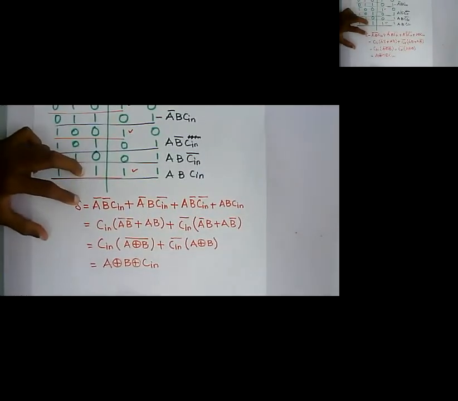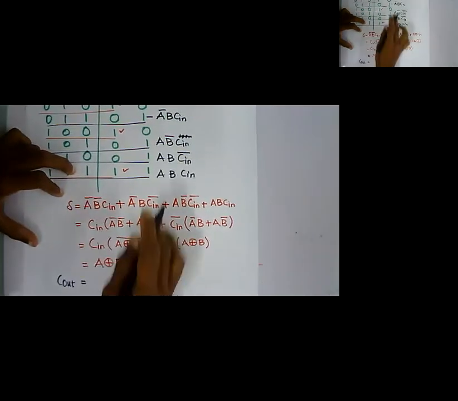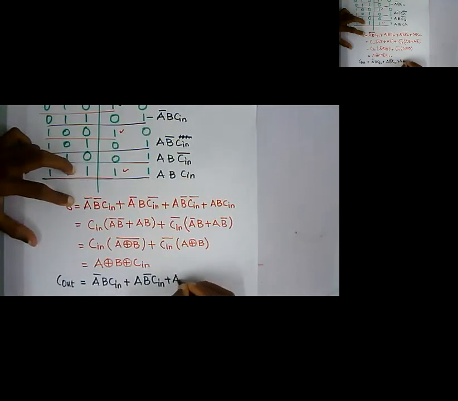So I can say that my C out, carry out, is equal to A bar B C in plus A B bar C in plus A B C in bar plus A B C in.